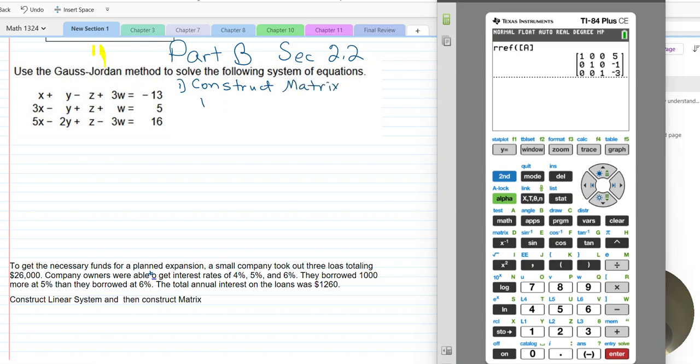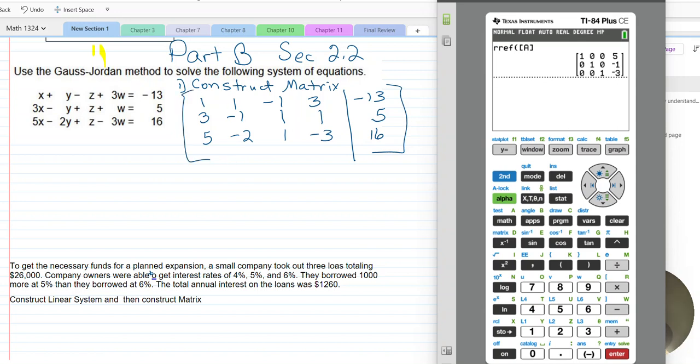So here I have 1, 1, negative 1, 3, and negative 13. On the second row, I have a 3, a negative 1, a 1, a 1, and a 5. On row 3, I have a 5, a negative 2, a 1, a negative 3, and a 16.